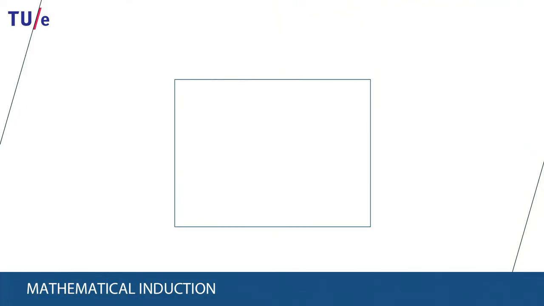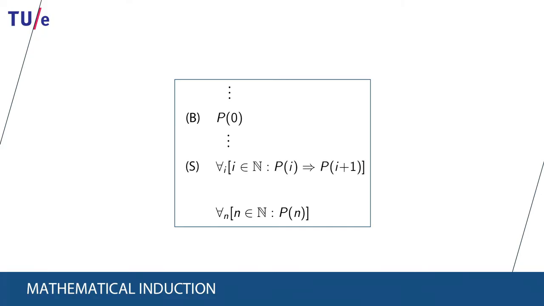Let's also formulate the principle of mathematical induction as a derivation rule. To prove the universal quantification for all n in the set of natural numbers, the predicate P holds, it suffices to establish P(0) and the universally quantified implication expressing that for all i in the set of natural numbers, P(i) implies P(i plus 1). If both can be established, then we may conclude that P(n) holds for all natural numbers with an application of the induction rule.